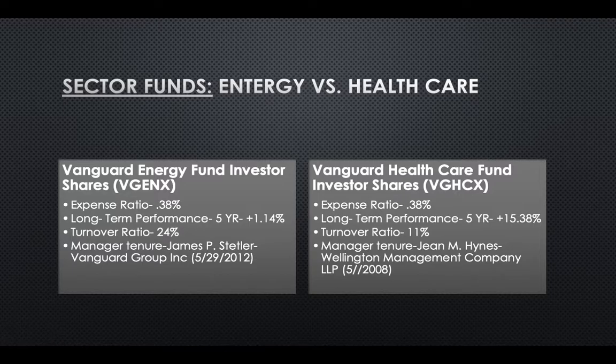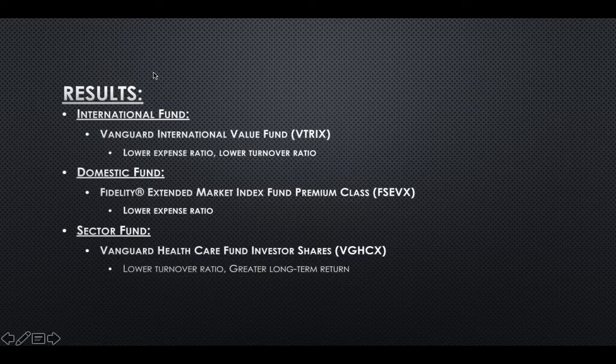fund since 2008. So looking at these as a result, the one that I chose to go with for the international fund is the Vanguard International Value Fund. And the reason why, it has a lower expense ratio and also a lower turnover ratio. And in the domestic fund, I chose to go with the Fidelity Extended Market Index Fund Premium class. And these were pretty similar in comparison, but I chose this one because of the lower expense ratio.